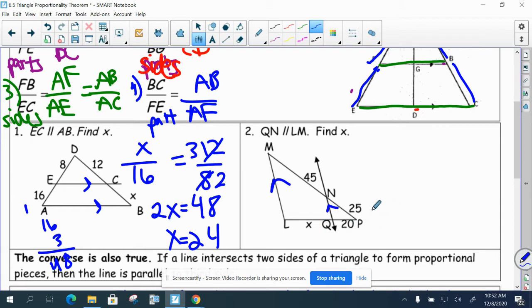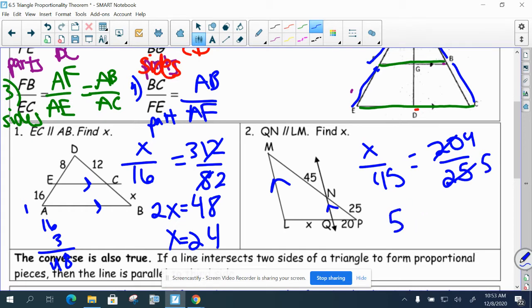For number 2, it says QN is parallel to LM. Find x. All right, so this is basically the same thing. You could do x over 45 equals 20 over 25. Reduce and cross multiply. So this would be 4/5, so 5x equals 180. So x is 36.